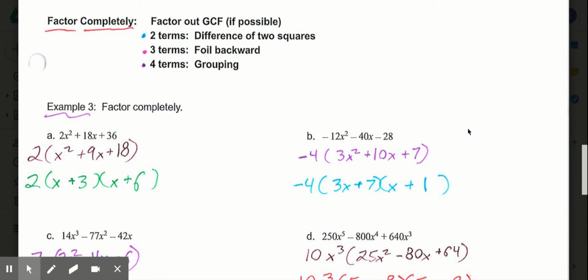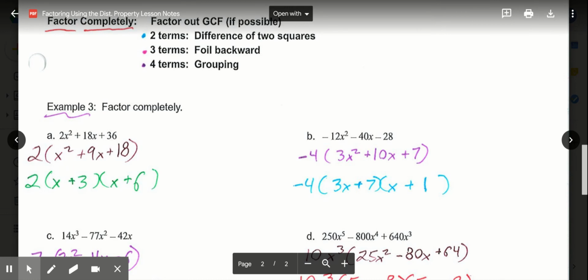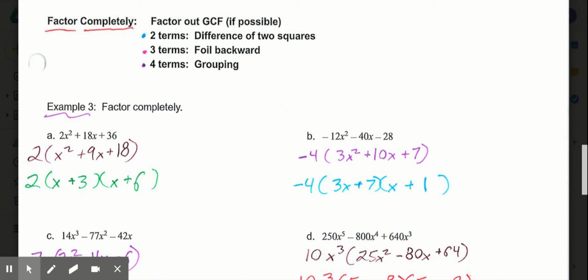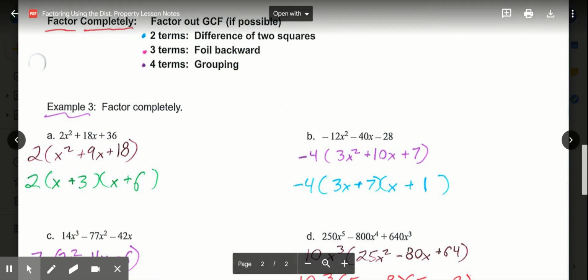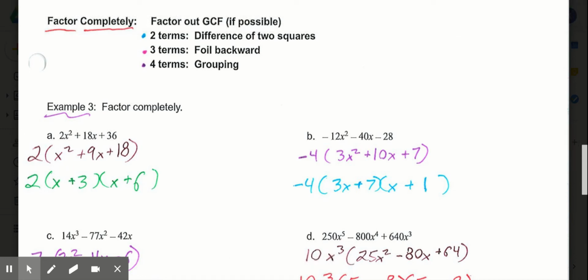Then to factor the inside, we need to look at undoing the FOIL approach, and 3x and x are my first terms. It's addition on both, so I know it's a plus plus. And then factors of 7 are 7 and 1. So 3x plus 7 times x plus 1. And again, if you multiply this all out, you can double check your answer.